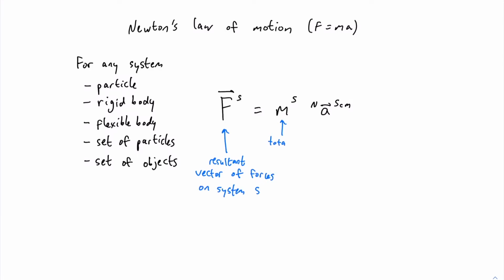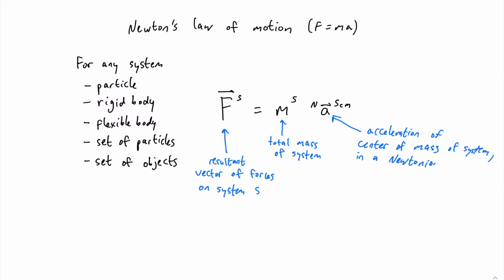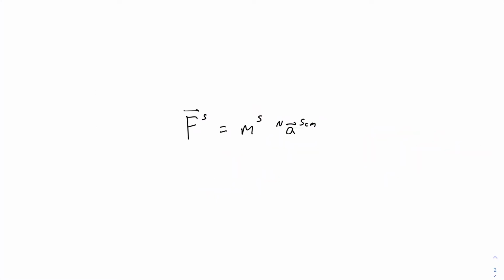The right-hand side contains the total mass of the system and the acceleration of the center of mass of the system in a Newtonian reference frame. There are some important concepts to discuss about this equation. First, F equals ma is an equality. It is not a definition.